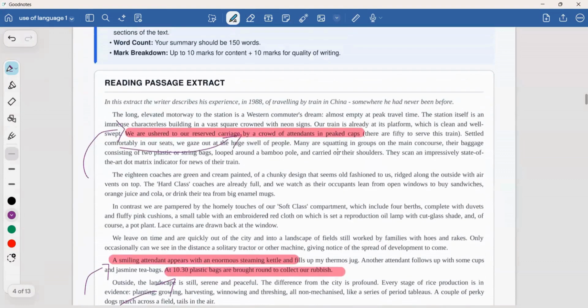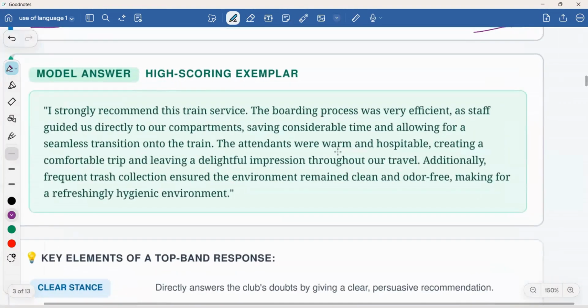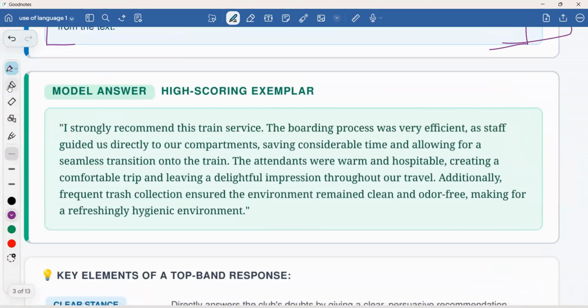Okay, now let's look at a possible answer that you can write. Okay, this is an example. So I already told you that in the beginning you have to take a strong stance. I strongly recommend this train service.